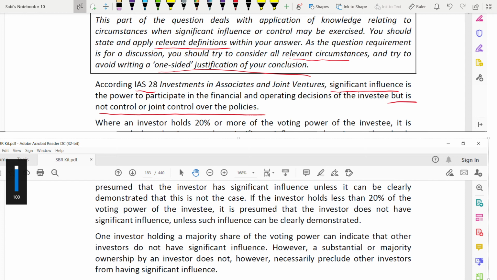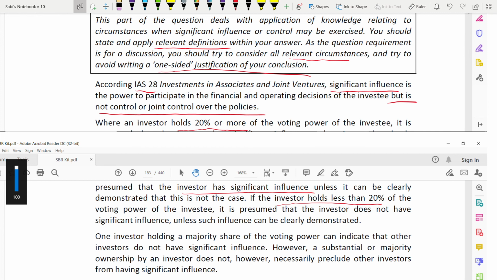When an investor holds 20% or more of the voting power of the investee. Now you have to talk about that scenario where they hold more than 20%, because this means you have significant influence. That's why you're talking about 20%, the next paragraph. So when an investor holds 20% or more of the voting power of the investee, it is presumed that they have significant influence, unless it can be clearly demonstrated that this is not the case. If the investor holds less than 20%, how much does he hold? Weston? 19.9%. It's less than 20%.